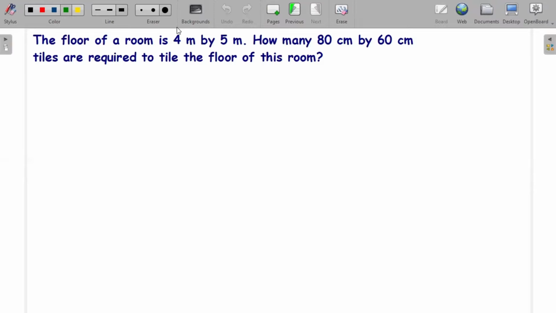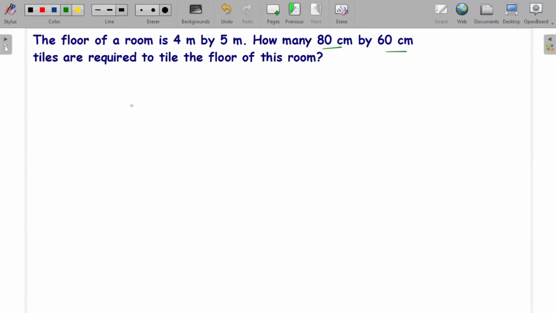Okay, so they've given us the dimensions of this room, 4 meters by 5 meters. So the first thing we can do is find the area of this room. Then we should convert the units of measurement they've used on the tiles to meters again, since the meter is the SI unit of measurement for length. Then we should also find the area of each tile. Then we can divide the area of the room by the area of a tile to find how many tiles are going to be required to tile this room.